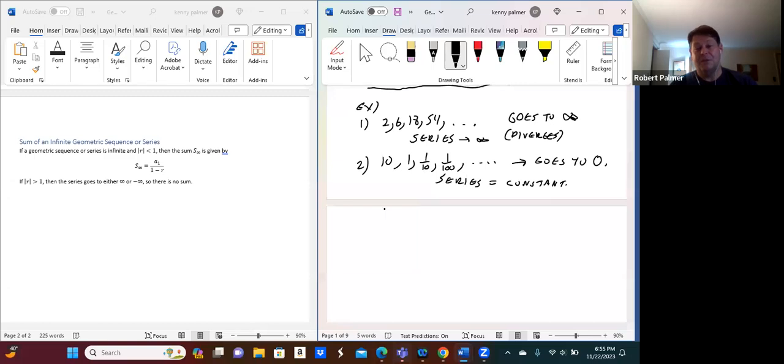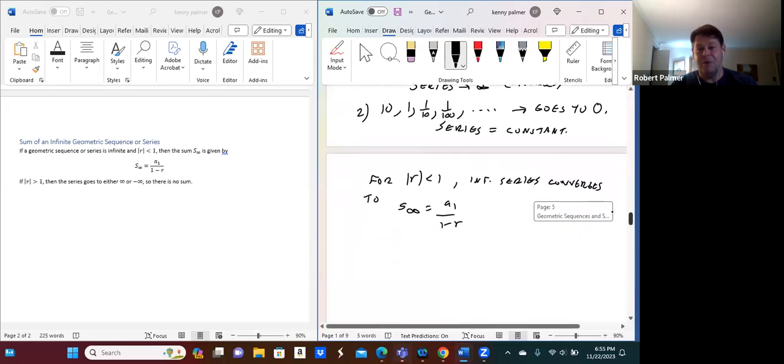There's a formula for this. So, for the absolute value of r less than 1, the infinite series converges to this number. We say S infinity equals A1 over 1 minus r, and it actually converges to that number.